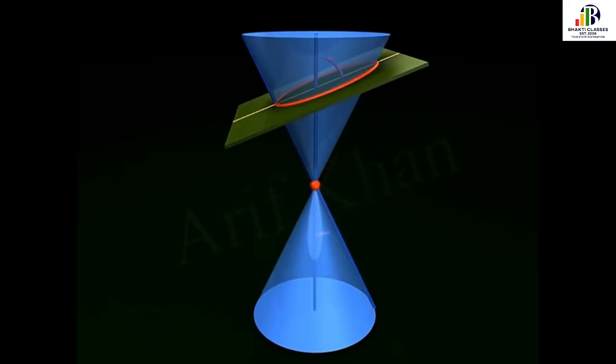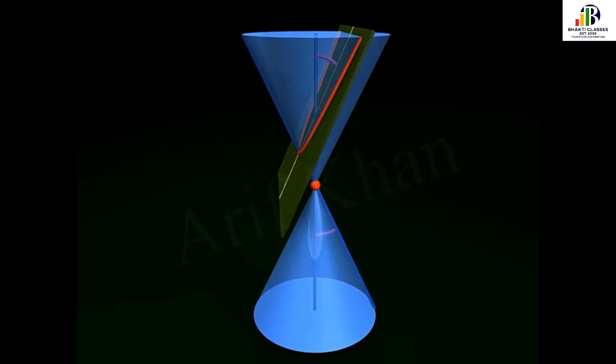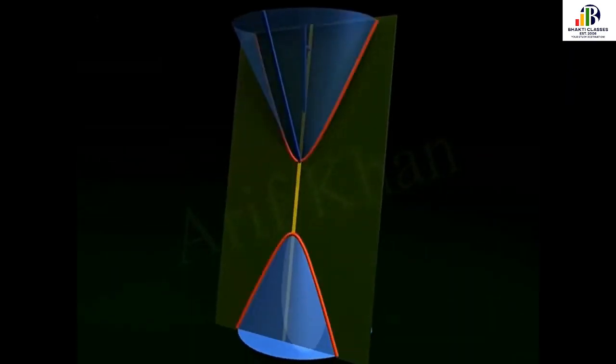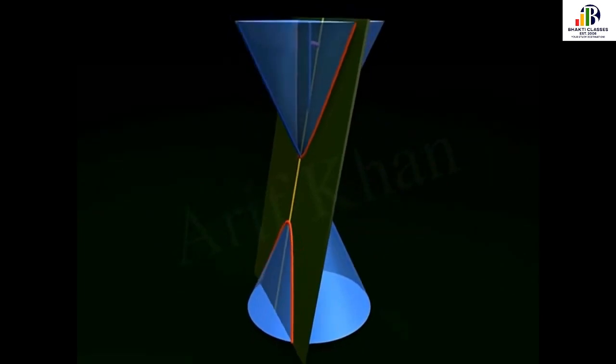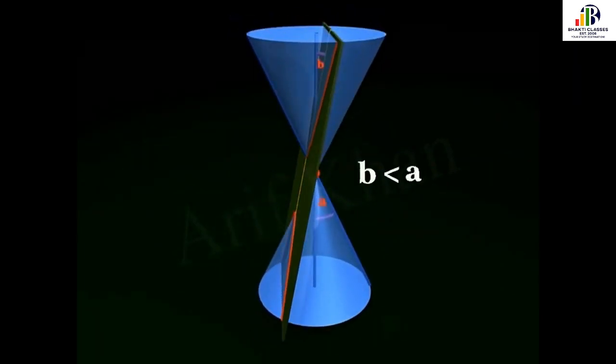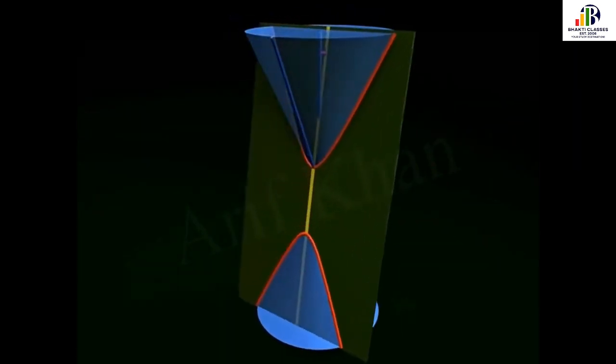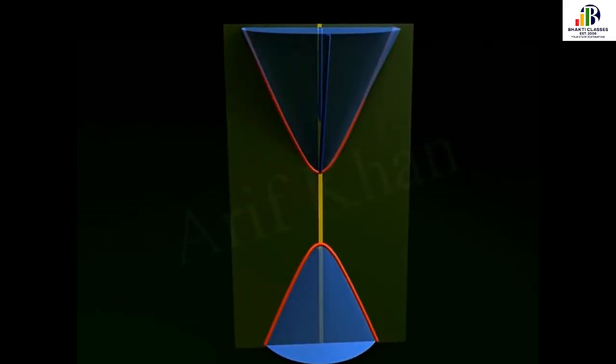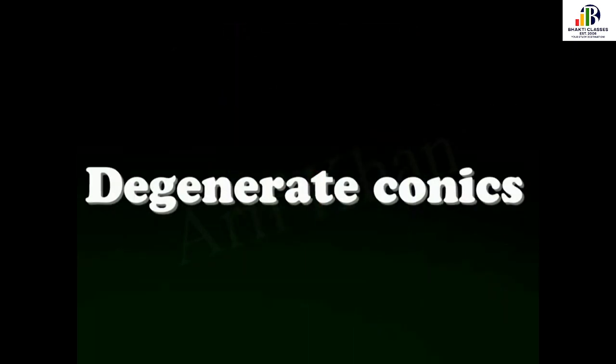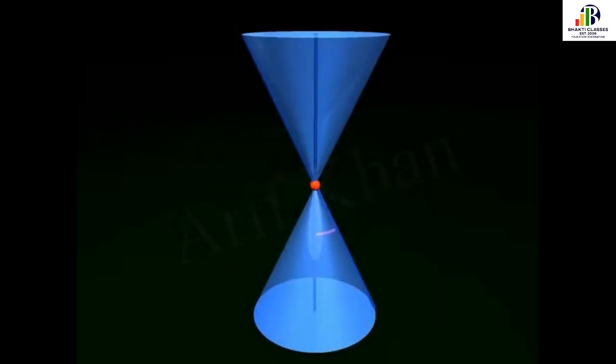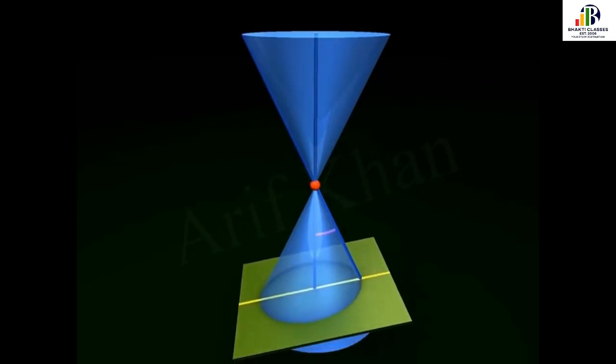You can see the animation. In this, the angle of the plane B is less than the angle of the directrix and the vertical axis. So there are 4 cases and 4 conic sections: circle, parabola, hyperbola, ellipse, these are the 4.